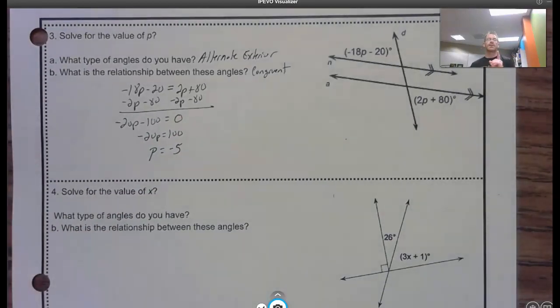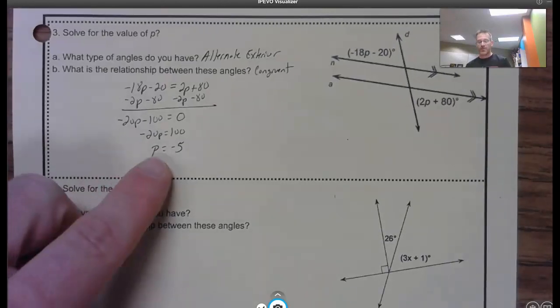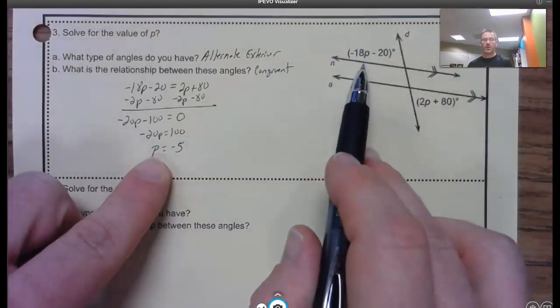Now, be careful. Remember, it's not about what the variable is, okay? Some of you had questions about that. Is it okay for the variable to be negative? And it is, as long as when we plug it back in, we get a positive angle value. So remember, it's not about what the variable is, it's about what the result is once we plug that variable in.